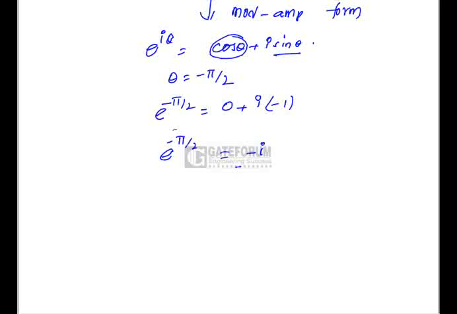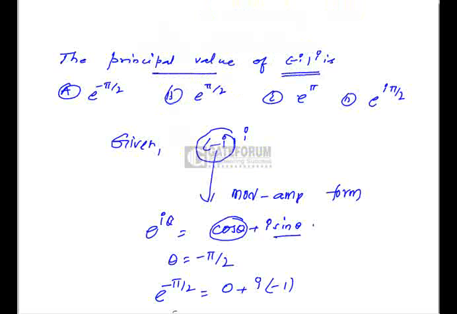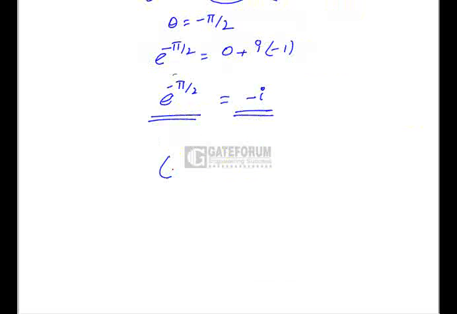So, I'll replace this minus i with e power minus i pi by 2 in (minus i) power i, which is e power minus i pi by 2 whole power i, equal to e power minus i square into pi by 2, which can be written as e power pi by 2, which is nothing but the principal value of the given complex number. That is option B.